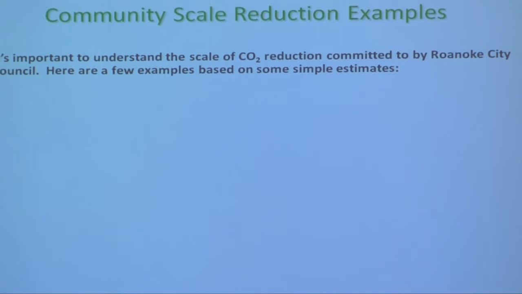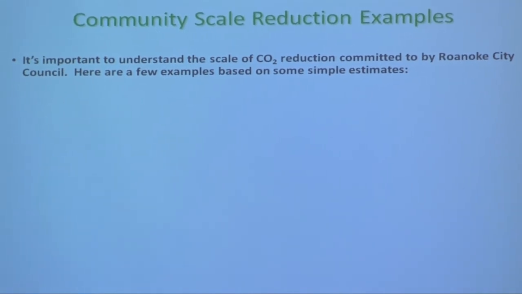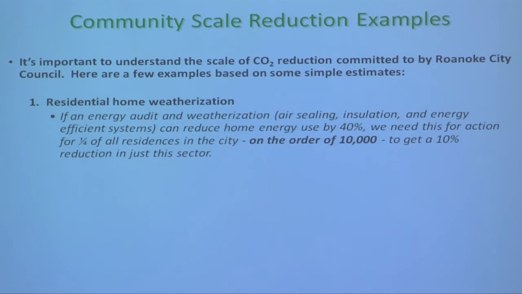Before I move on to the other scales of this, here's some examples. I showed you those blocks of CO2. Anybody know anything about weatherization? I think you guys talk a little. Some of the community colleges have programs in weatherization. It's sealing your house up. It's insulating it well. It's putting high efficiency stuff in it. If you do that in a normal old house in Roanoke, you can save 40% of your energy. Okay? That's a huge savings in a house. If we want to get 10% reduction, we have to do this for about 10,000 residences in the city. So it's a big scale problem. Just to do 10% residential, we need that.